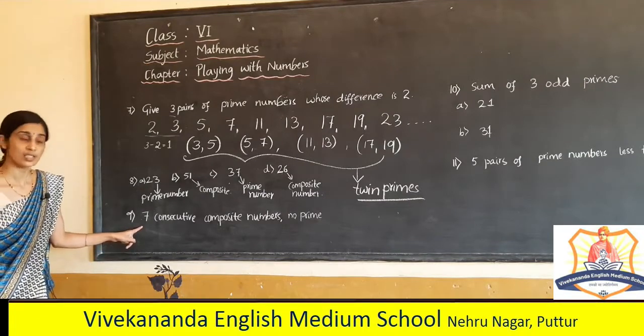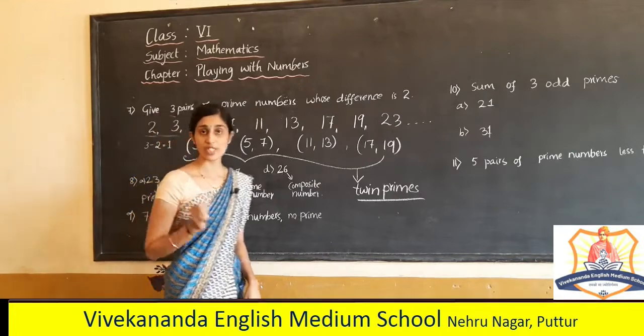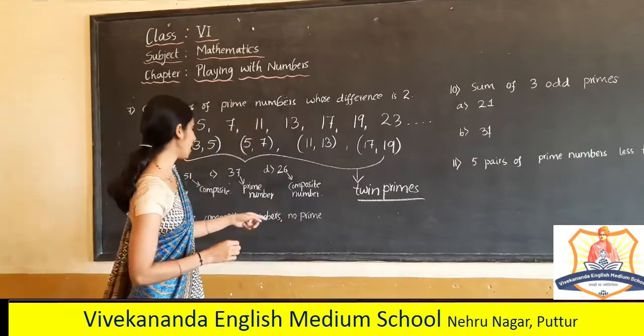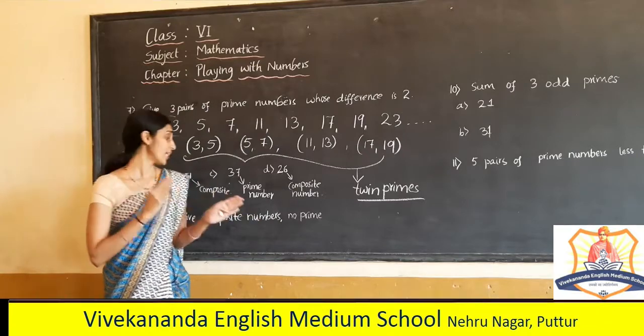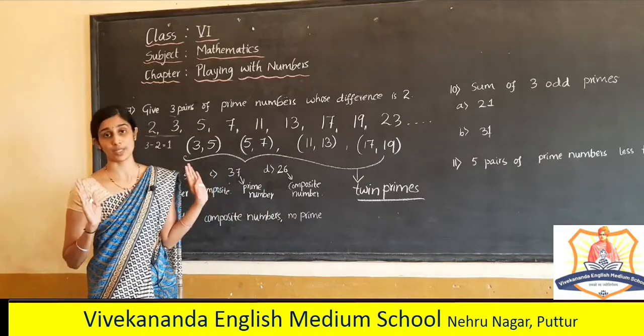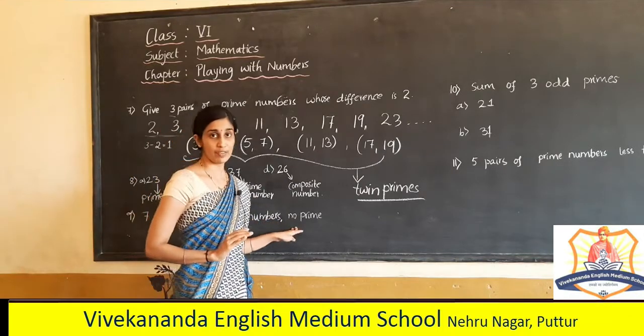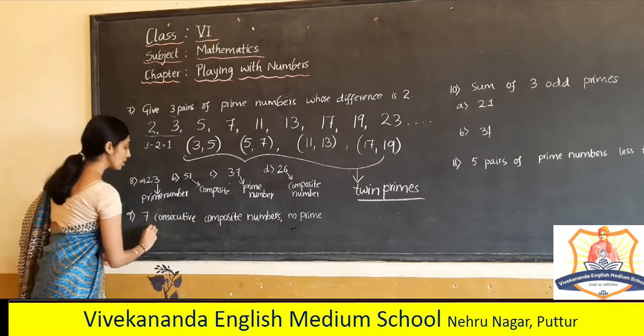Next, 9th question. What have they asked? 7 consecutive composite numbers. We should list out 7 consecutive composite numbers less than 100, in between which there are no prime numbers. This is the condition they have given. We should list out 7 consecutive.